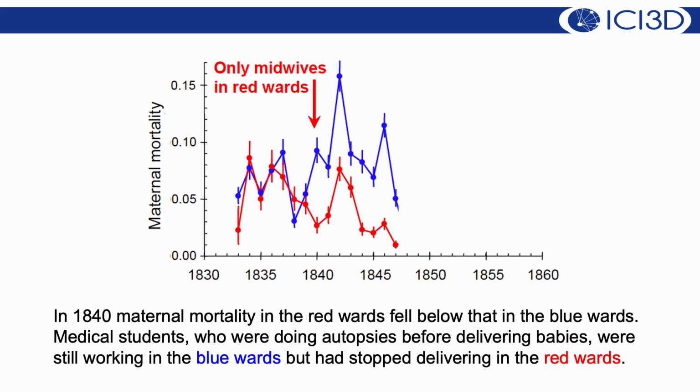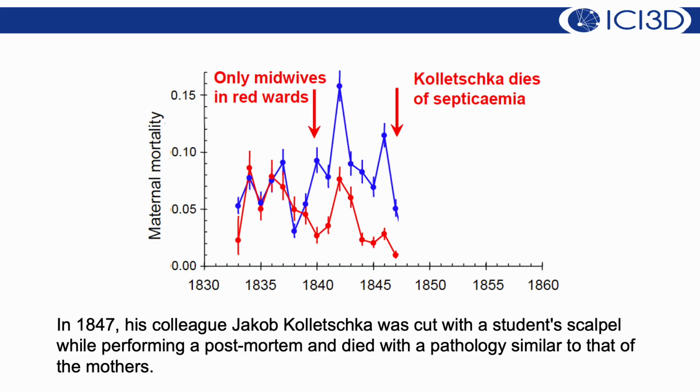So Semmelweis looked at this and he wondered what on earth could be causing this huge difference between these situations. And he was thinking about that when one of his colleagues, an unfortunate man by the name of Jakob Kolletschka, cut himself with a scalpel, one of the student scalpels, while performing a post-mortem, and he died with a pathology which is similar to that of the mothers. That's to say, he looked as if he had died of puerperal fever. Well, of course, he wasn't pregnant, being a man, but he died of something which looked like puerperal fever.